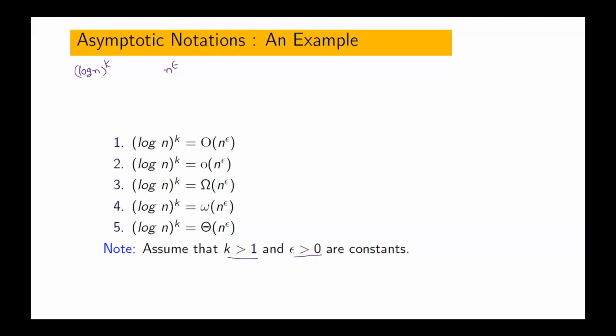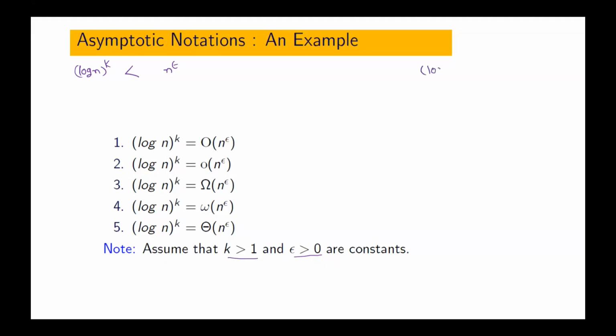This we discussed in yesterday's class. Which one has higher order of growth? N power epsilon, its order of growth is strictly higher, no? Log n power k has lower order of growth, this is higher order of growth. That example also we discussed.